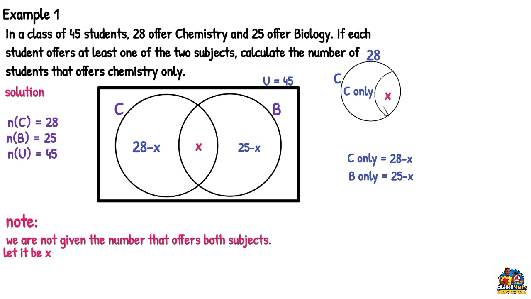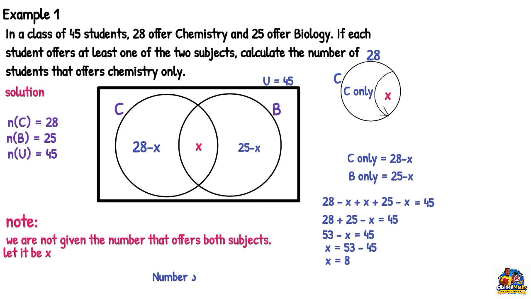So we are going to add everything together equals 45, because everything inside that box is 45. So 28 minus x plus x plus 25 minus x is equal to 45. Minus x plus x is 0. So we have 28 plus 25 minus x equals 45. That is 53 minus x equals 45. Collect the like terms. Then x equals 53 minus 45, which is 8. So x is equal to 8. That is the number of those that study both subjects. Now, the number of those that offer chemistry only, that is what?